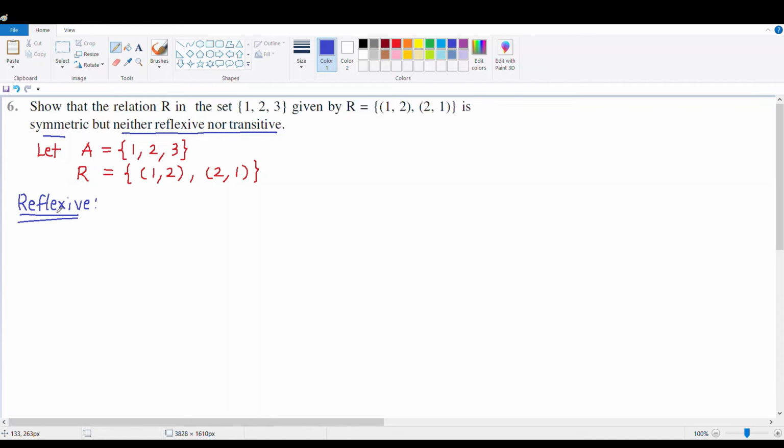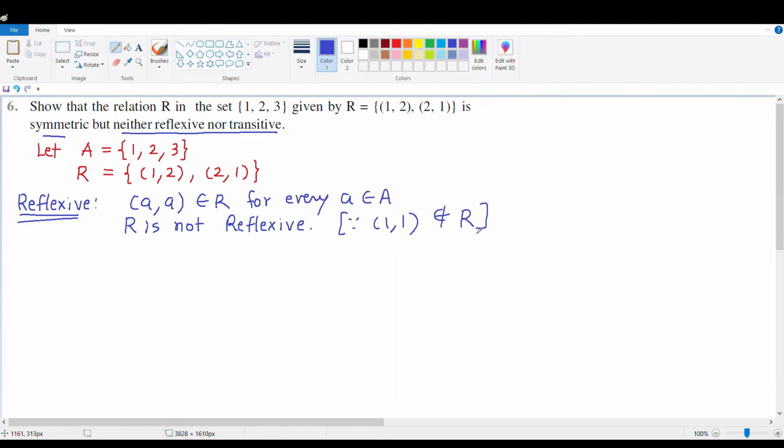Now the definition of reflexive is that you must have (a, a) belongs to R for every a belongs to A. So if you have 1 in that set A, you must have (1, 1) in here. We don't have that. (2, 2) in here, we don't have that. (3, 3) in here, we don't have that. So it is not reflexive. So R is not reflexive, and the reason is that (1, 1) does not belong to R.